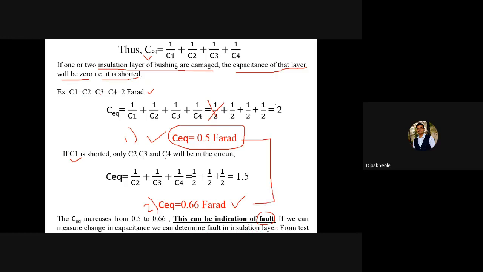From this test, at the terminal, we can do a suitable measurement to determine the fault. It means that if you have a bushing, you have to measure the capacitance and calculate the C equivalent for that particular bushing.